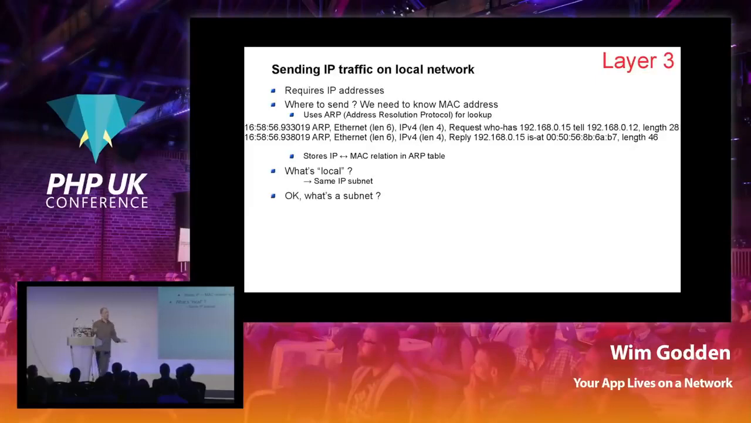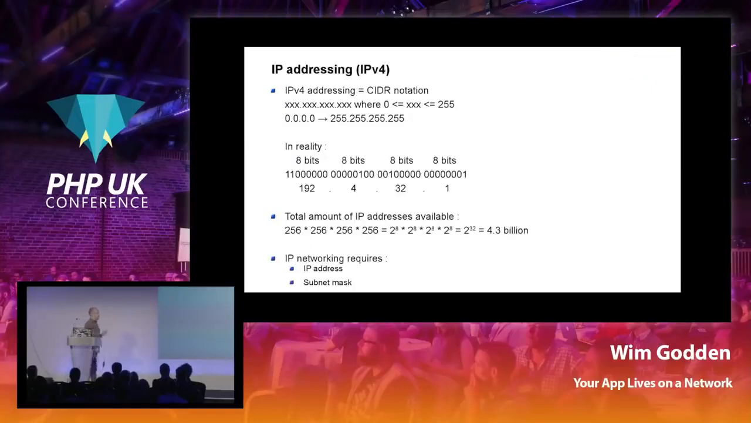I'm sure most of you have heard of what a subnet is, but what is it really? What does it define? So if we look at IP version 4, which is what most servers are still running on, we'll get to IP version 6 later, it uses CIDR notation, classless inter-domain routing notation, not important. It looks like this, we all know this. So 4 numbers separated by a dot, where each number is between and including 0 and 255. So it goes from 000 and so on to 255.